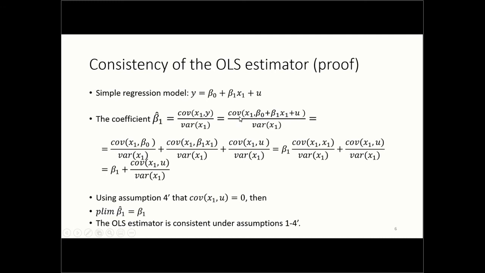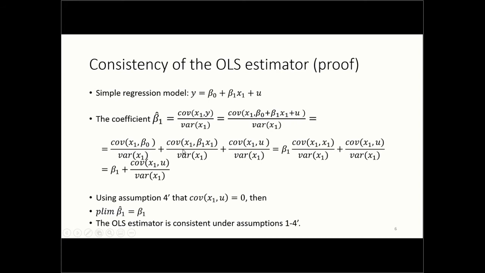So covariance of x1 and beta 0 divided by the variance of x1. Then we have covariance of x1 and beta 1 x1. So right here, and then we have the covariance of x1 and u. So let's look a little bit more carefully at this first expression. We have a covariance of x1 and a number, a constant, beta 0. So covariance of any variable and a constant is 0. So this term falls out.